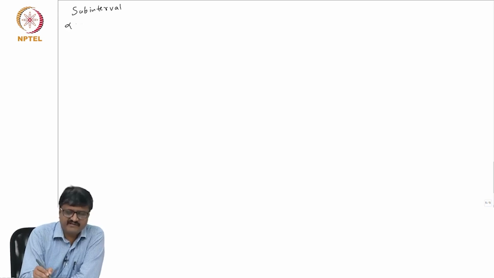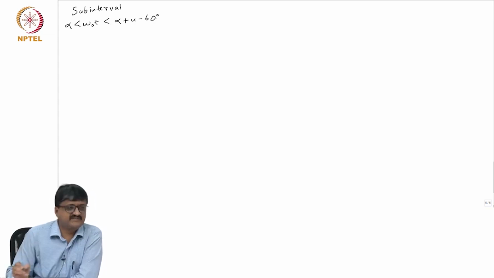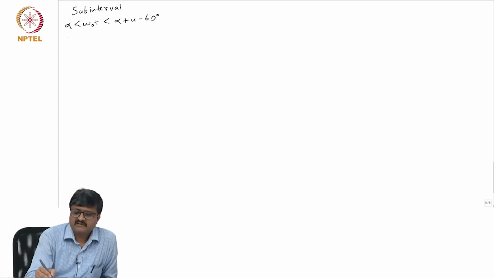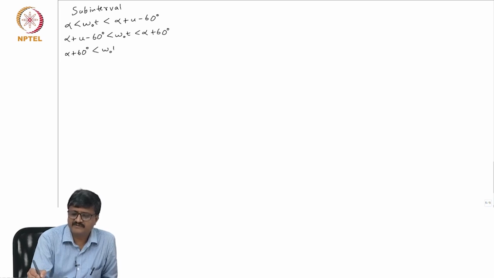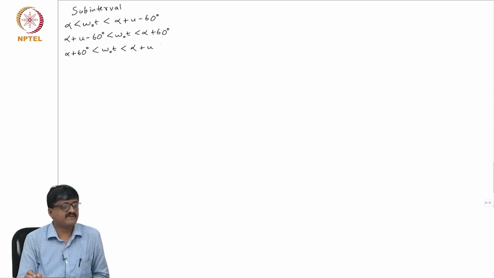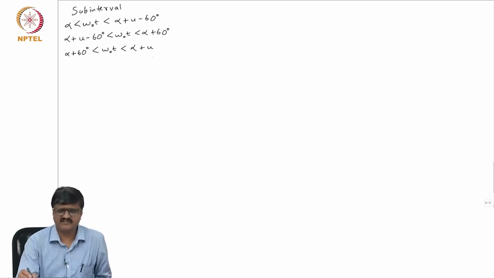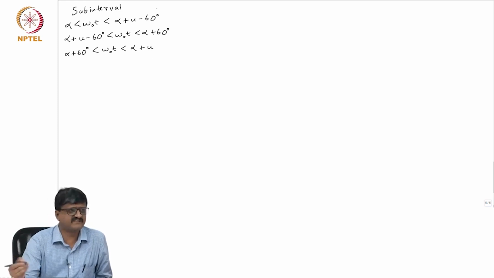So, I have to consider all the sub intervals. The first sub interval is always starting at alpha. So, omega t between alpha and alpha plus u minus 60 degrees. The second sub interval is alpha plus u minus 60 degrees to alpha plus 60 degrees. Alpha plus 60 to alpha plus u. The third sub interval stops at alpha plus u. See how to get that? Go 2 steps backward, add 60 degrees, that is all.